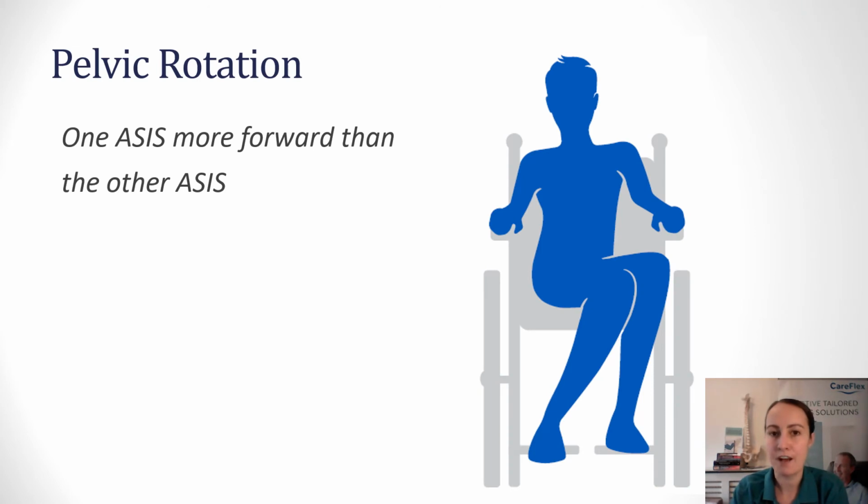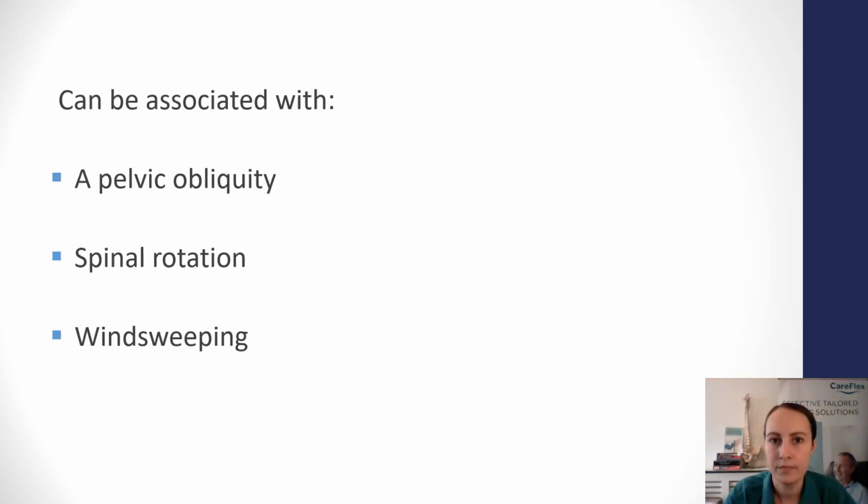And finally, we have pelvic rotation, which during the objective assessment, we may find that one ASIS is more forward than the other ASIS. And as you can see in this image here, the right side of the pelvis is more forward than the left side of the pelvis. As we know, a pelvic rotation can often be associated with a pelvic obliquity, but it can also be associated with a spinal or a trunk rotation and wind sweeping deformity.